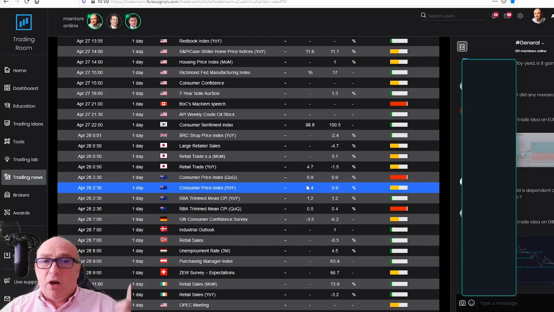Remember, as I said a moment ago, good job numbers recently out of Australia. What does that mean for the economy? Well, if more people have jobs, more people have money. And if more people have money, what are they doing? Well, they're spending money. And if they're spending money, what happens to prices? Prices tend to go up.